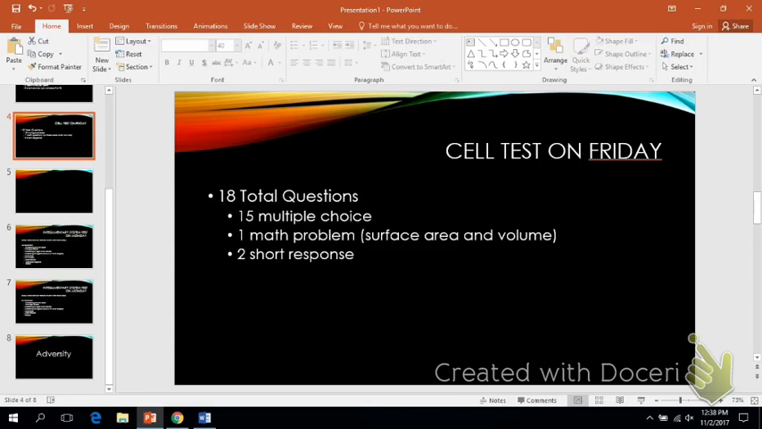Of all the things, there's one question about cell theory. The rest of it is from the prokaryotic, eukaryotic Venn diagram, the T-chart with animal and plant cells, and cell structures. Other than the math question, of course. Yeah, the parts of the cell are going to be most of the test.